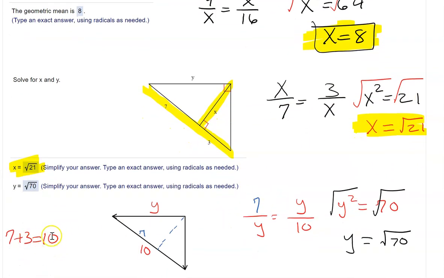And then here is what I had highlighted down below about c. We need to add 7 and 3. This is where I get this 10. And we're looking at the larger triangle here, so we can say 10 is the hypotenuse, and y is the hypotenuse for the smaller triangle. So 7 is the leg, y is the hypotenuse. But in this one, y is the leg, 10 is the hypotenuse. So we cross multiply, we get 70 equals y squared. We can't simplify the square root of 70.